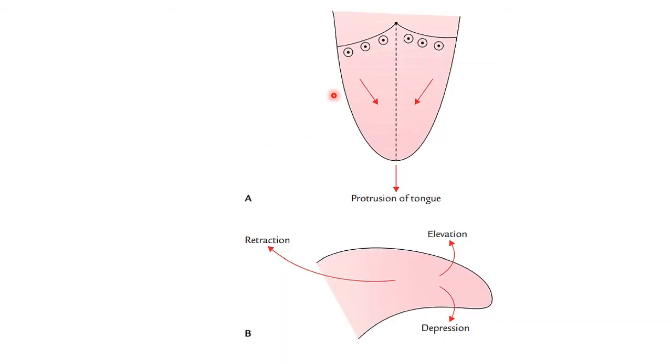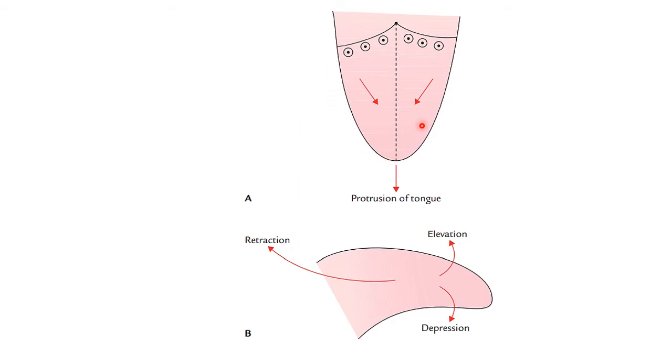Nerve supply of the muscles of the tongue. All the muscles of the tongue, whether intrinsic or extrinsic, are supplied by the hypoglossal nerve except the palatoglossus, which is supplied by the cranial root of the accessory nerve through the pharyngeal plexus.